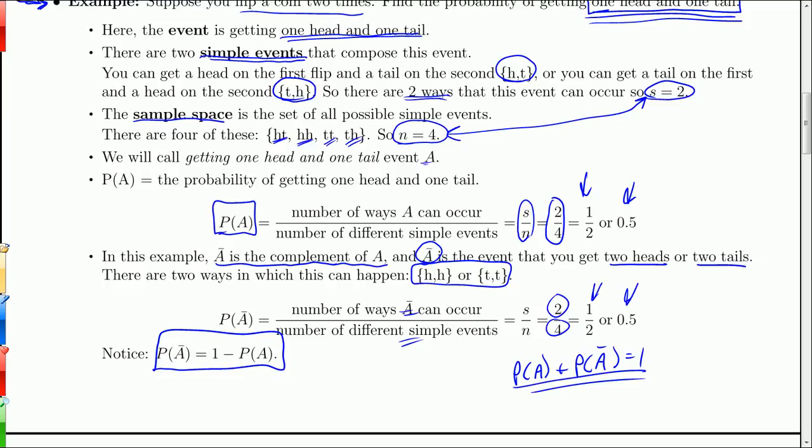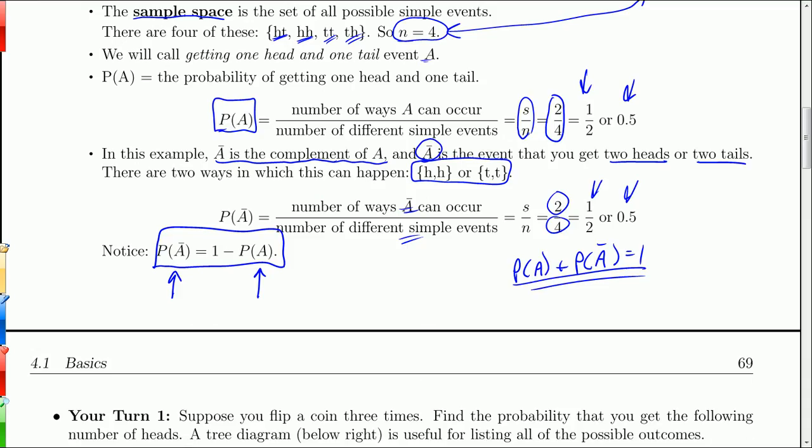So A bar, again, is the complement. So the probability of A not happening is 1 minus the probability of A happening. And that should be intuitively sensible to a certain degree. And we'll get into exactly why that is later.